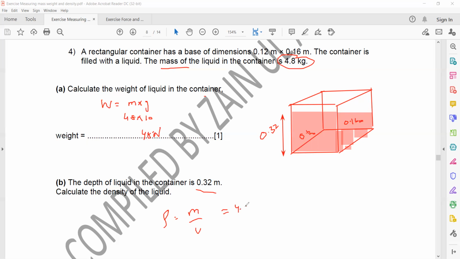But how to get the volume? The volume of a rectangle is length, width and height. So we have the length, which is 0.12, multiplied by width, which is 0.16, multiplied by height, that is 0.32. So what is the answer? 4.8 divided by the product of 0.12 into 0.16 into 0.32. The final answer for the density. Question 4 part B.